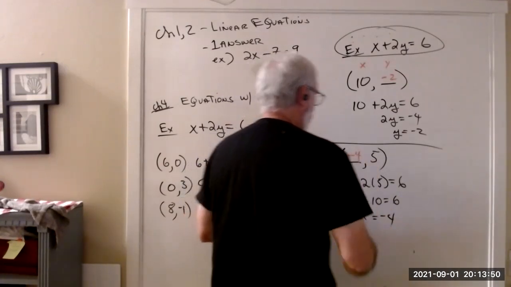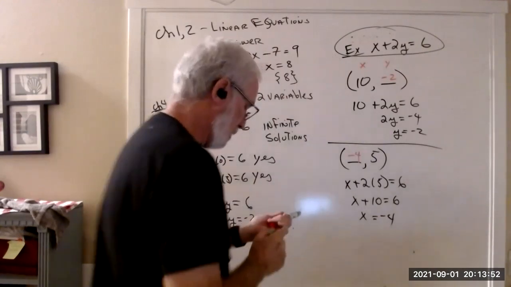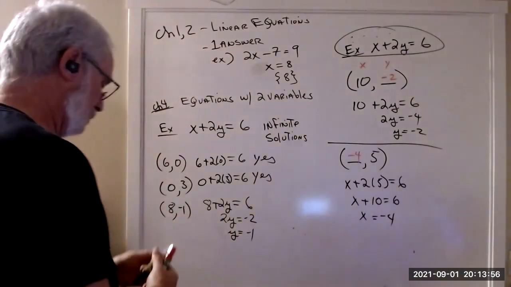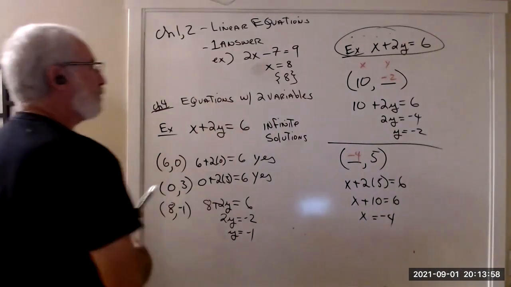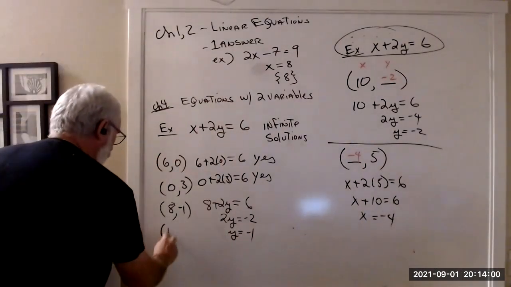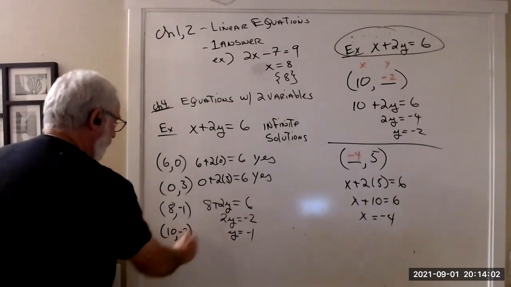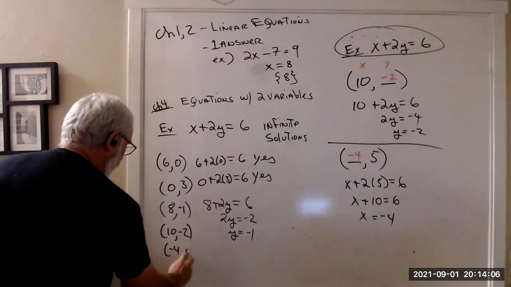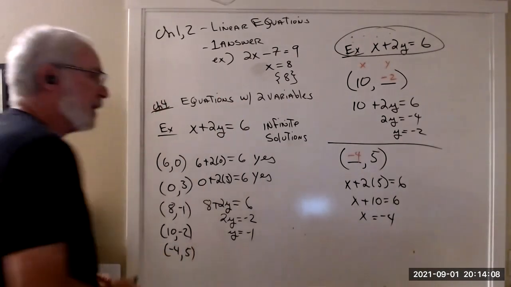And I get -4. So I'm going to copy these over here. I have 10, -2, and -4, 5, because I want to use these in a minute.